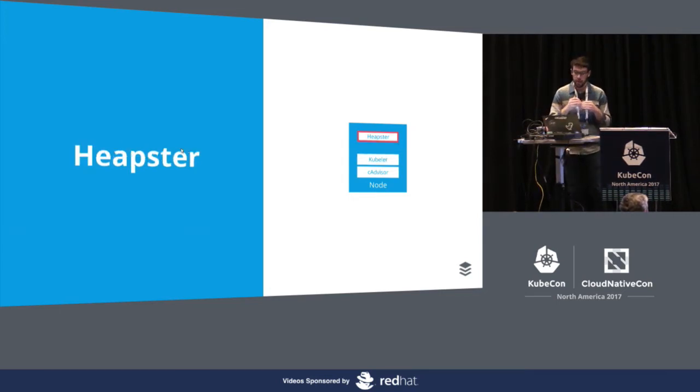So then from there, there's an add-on: if you add Heapster onto your cluster, it's going to aggregate all of the metrics from the kubelets, and it also has different backends for storage. The default is something called InfluxDB, and Heapster allows you to visualize what's going on at the cluster level.